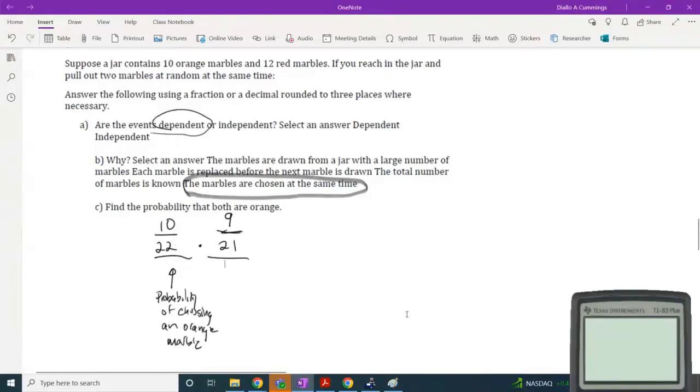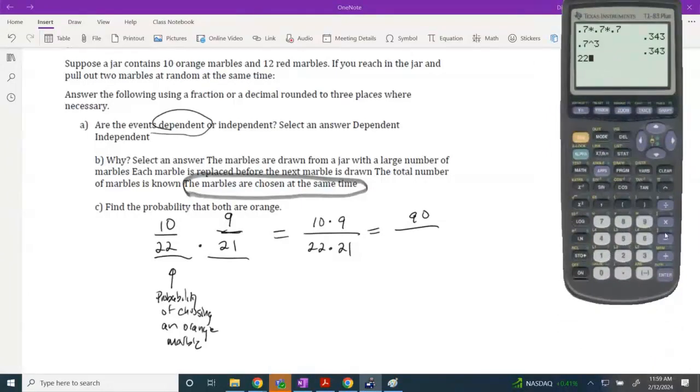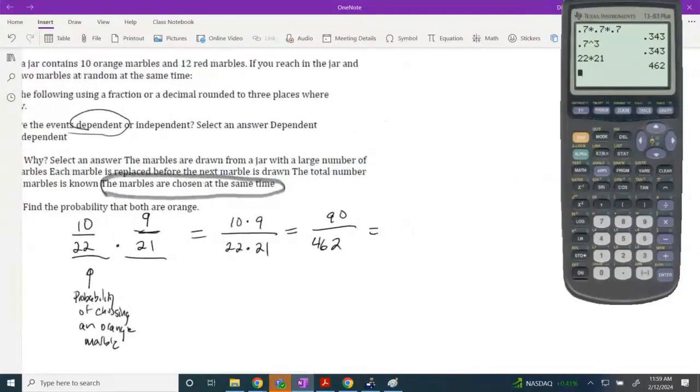In order to calculate the probability, whenever you multiply fractions, you multiply the numerators, multiply the denominators, and simplify. So for my numerator, I'm going to have 10 times 9. The denominator is 22 times 21. So 10 times 9 is 90. 22 times 21 is 462. I'm going to divide this up: 90 divided by 462.